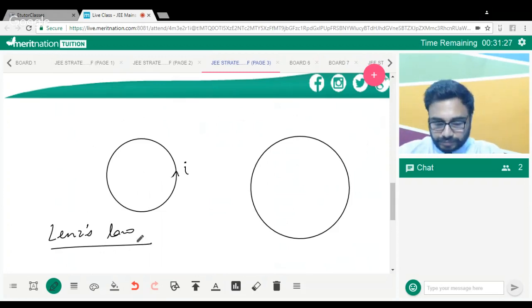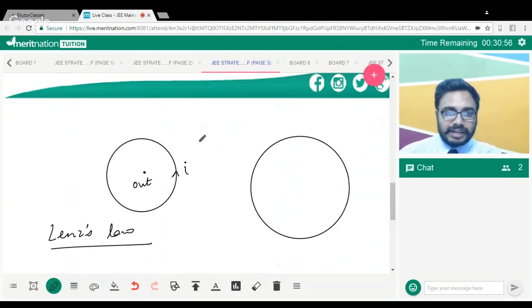Lenz's law says that the magnetic field will arise in such a way that it will try to make the effect of the thing that produced it equal to zero. It will try to oppose the reason for its production. Let's say the magnetic field inside this ring is out of the plane, and outside the ring it is into the plane.